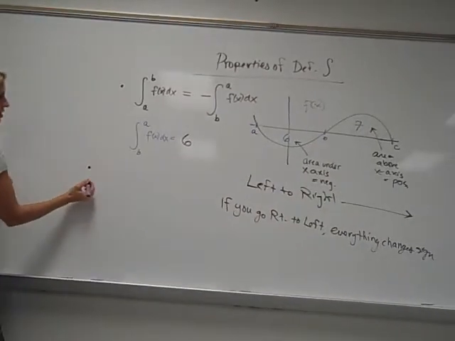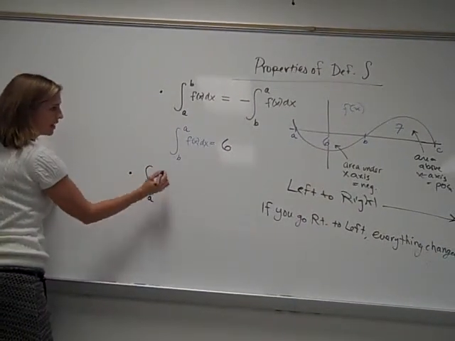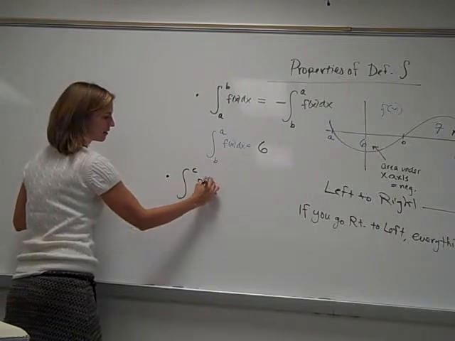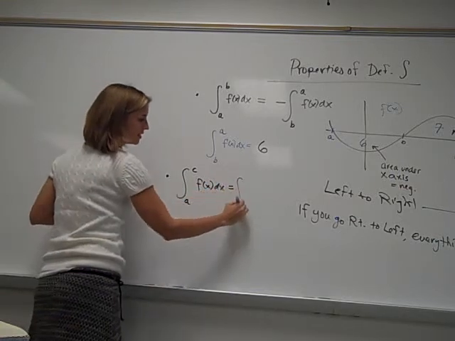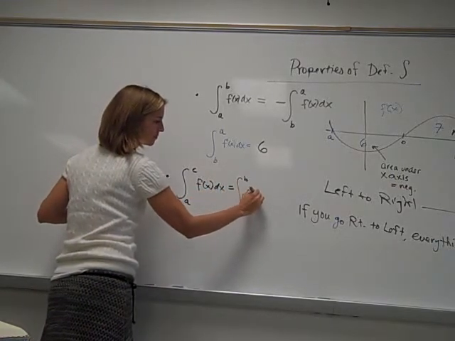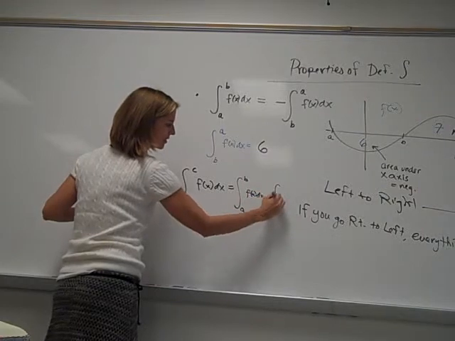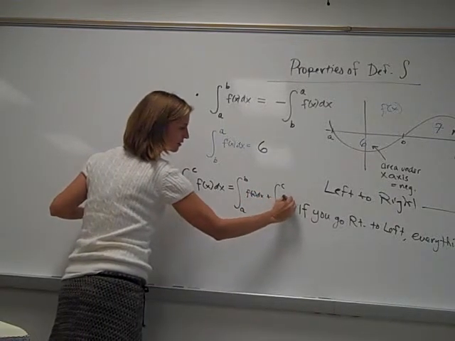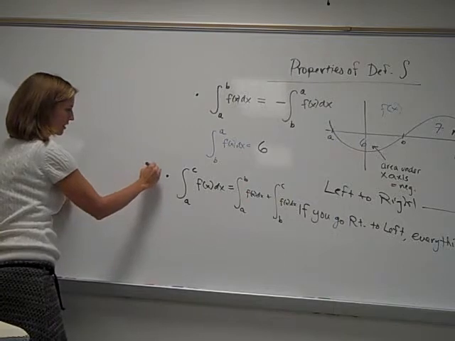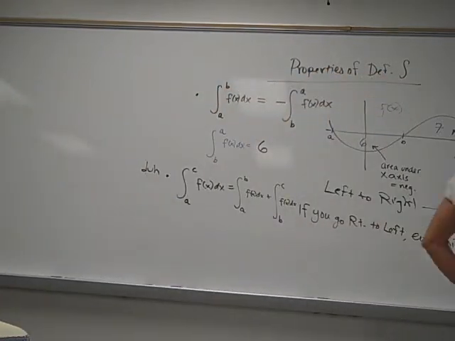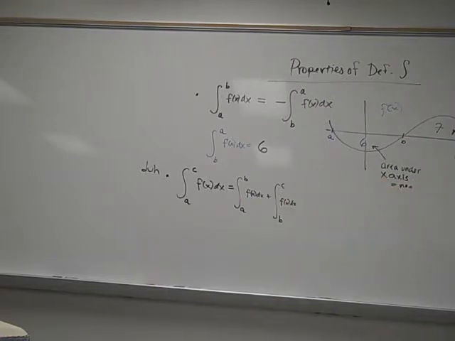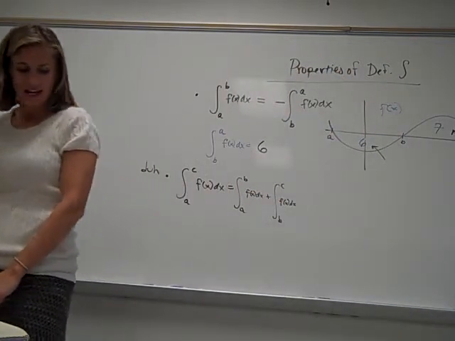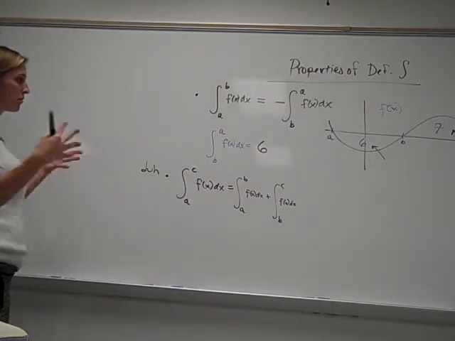Okay. In addition, if we have the integral from A to C, this is going to equal the integral from A to B plus the integral from B to C. Which this one's kind of obvious. I'll write down next to it. It's just a rule that I feel like I should put up just in case. But if you add two pieces, it would equal the whole.